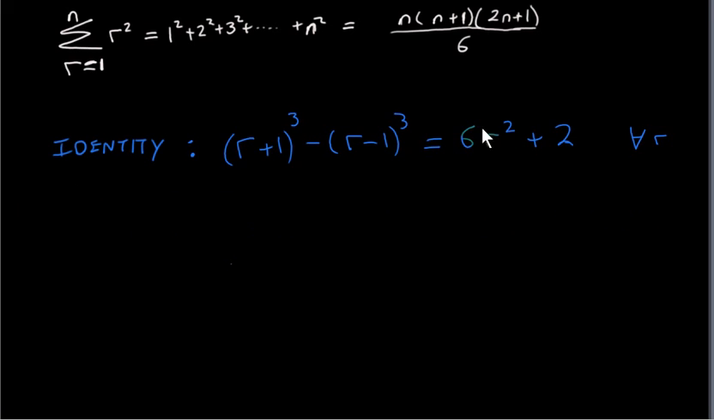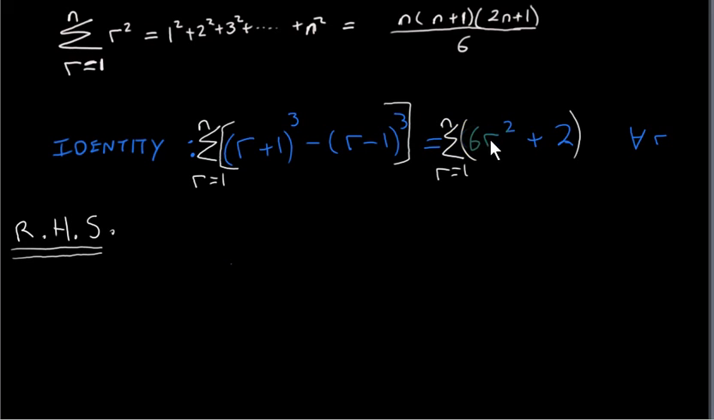Now you can see that r squared is part of this identity. So what we do is we sum the left hand side from r equals 1 to n. But of course if we sum the left hand side, that is all of this here, from r equals 1 to n, we have to sum the right hand side from r equals 1 to n. And you see that's how we can bring in sigma of r squared.